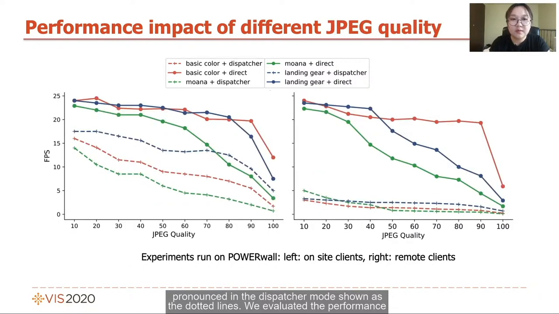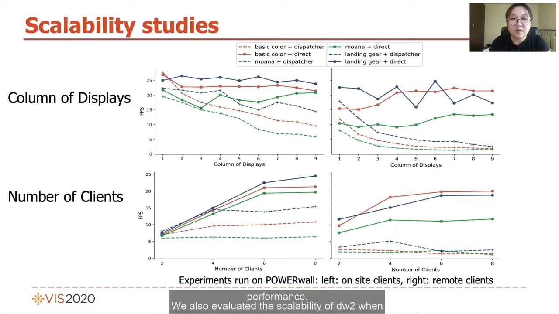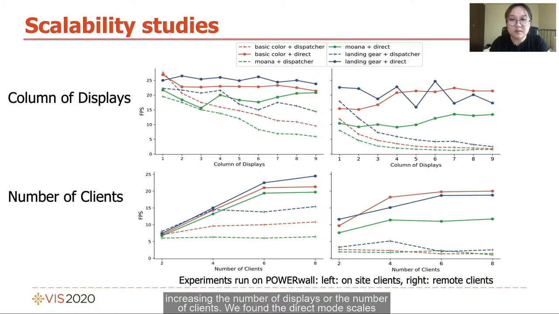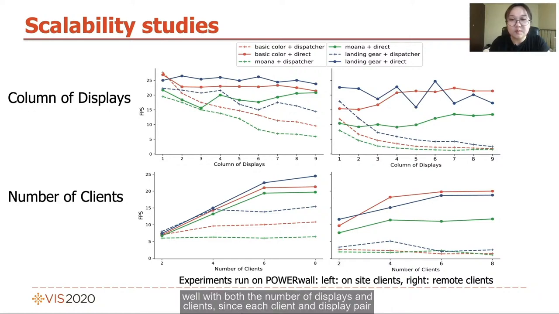We evaluated the performance impact of the JPEG quality setting. As display walls are typically hundreds of megapixels, compression is crucial to reducing the need for bandwidth to achieve interactive rendering performance. We also evaluated the scalability of DW2 when increasing the number of displays or the number of clients. We found the direct mode scales well with both the number of displays and clients, since each client and display pair can communicate independently, whereas the dispatcher mode introduced a bottleneck at the head node.